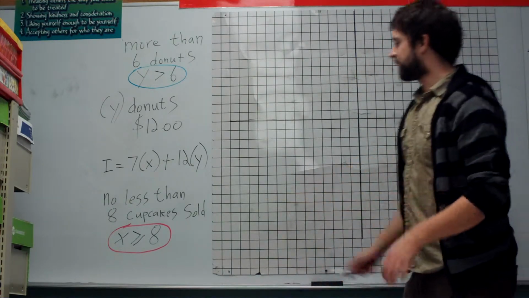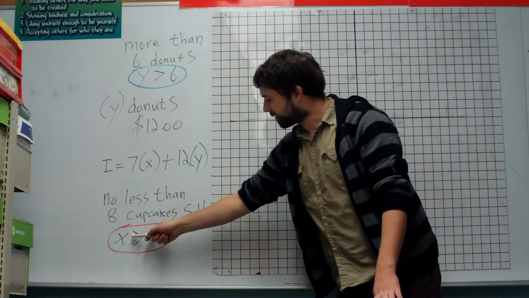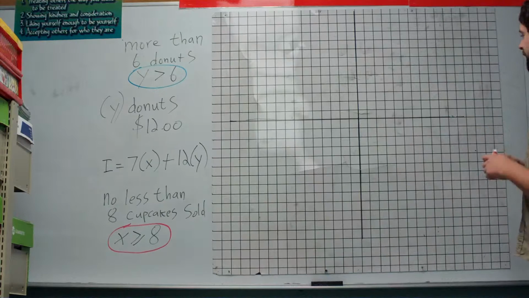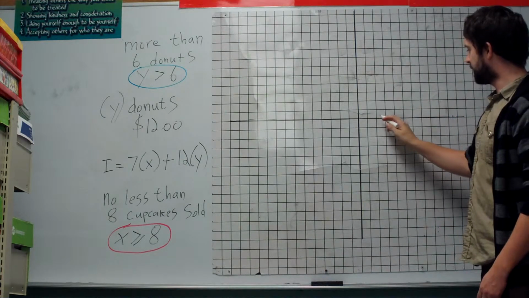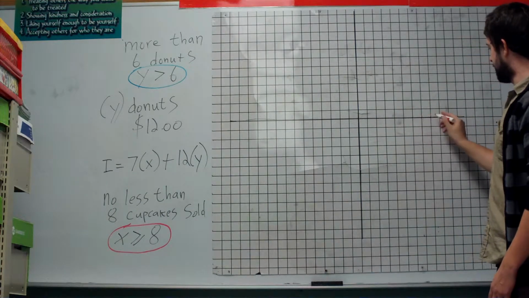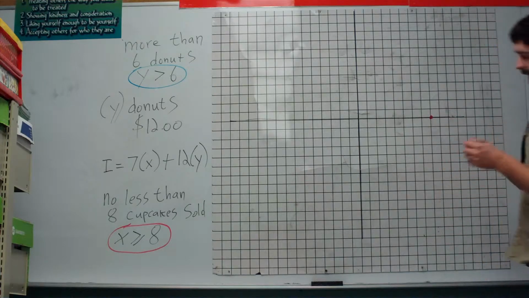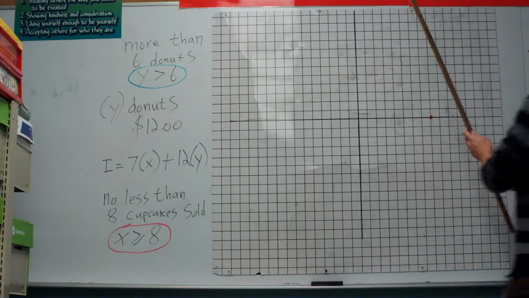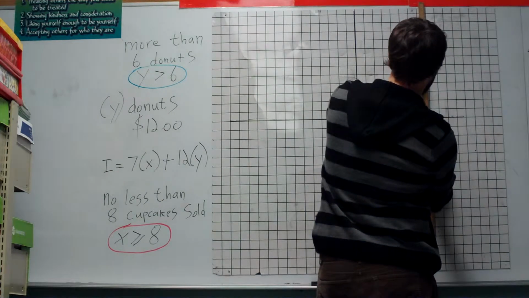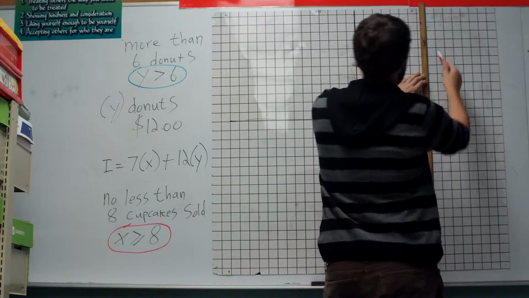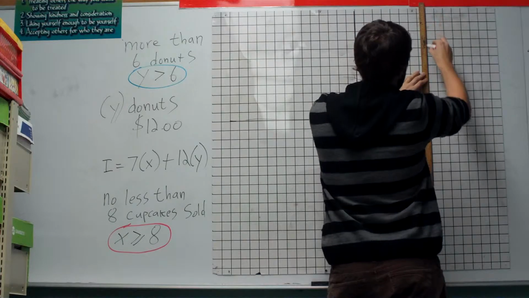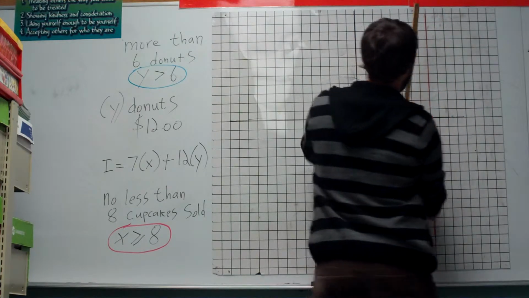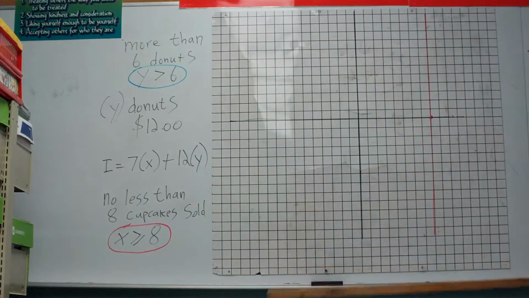So let's look at cupcakes. X is greater than or equal to 8. Well, this is our x-axis. Let's find 8. 1, 2, 3, 4, 5, 6, 7, 8. Here is 8 on the x-axis. So I'm going to draw a line up and down. This line represents all places where x is equal to 8.